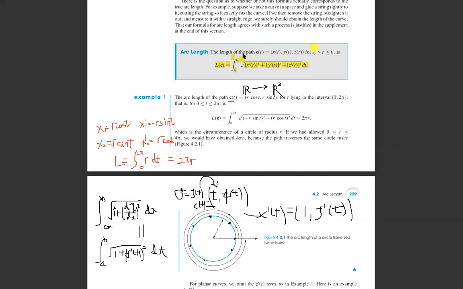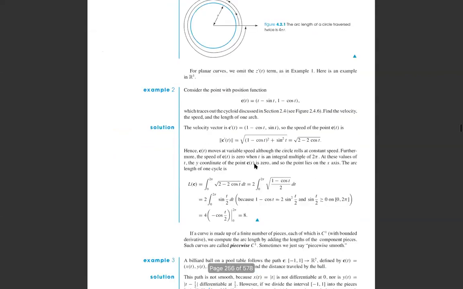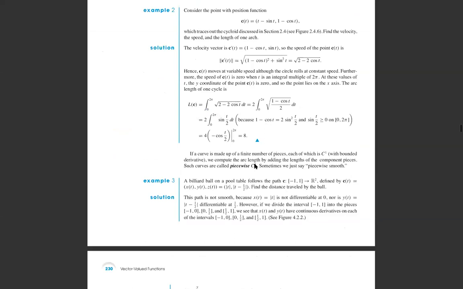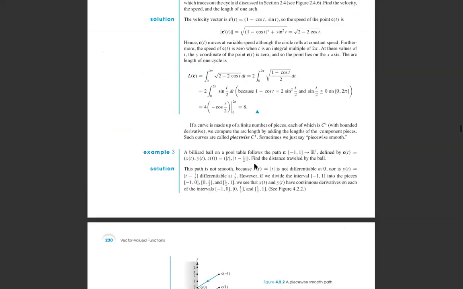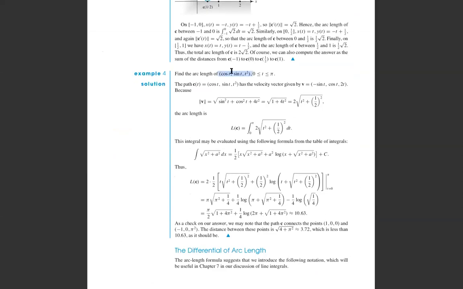Okay, so this is for R to R2, right? A vector value function in R2. Let's move on to some example in R3. So in this case, you have a path in R3 parameterized by cosine t, sine t, and t squared.